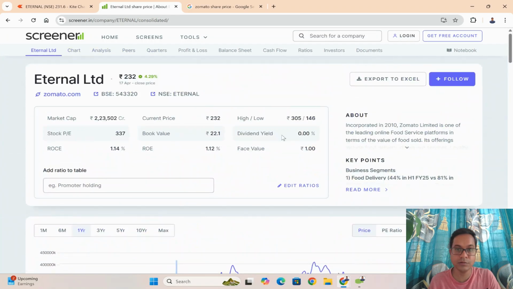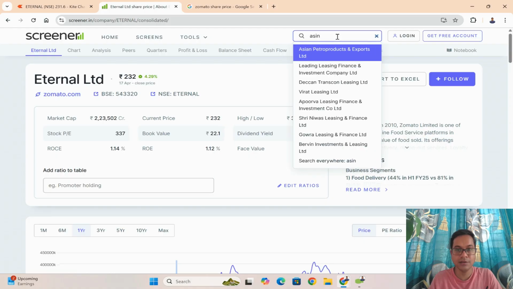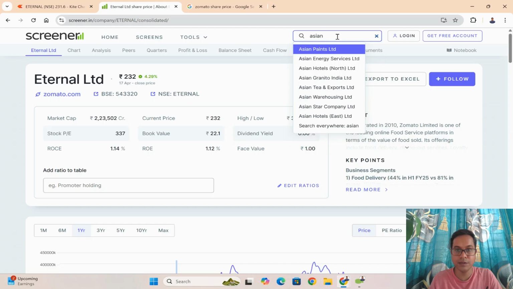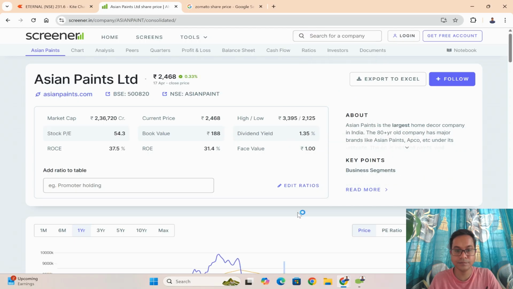So now let's look at one or two kachra companies. Sorry, I should not say kachra, but kachra in the sense of too much hype in the market, but profit wise it is very bad. Let's not go to kachra. We will look at some blue chip, Asian Paints.